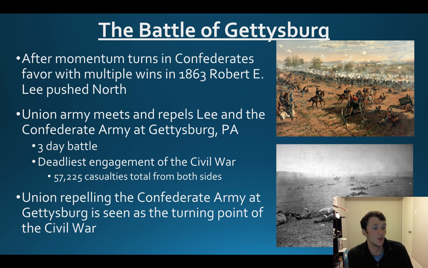So you're going to have some momentum now in 1863, after Antietam and after the Emancipation Proclamation. Early in this fighting season, as the weather warms up, Robert E. Lee's going to get some momentum, right? And he's going to be able to push north, and this time he's going to push all the way up into Pennsylvania, which is truly in Union territory at this point, right? So you're going to have this 3-day battle that erupts at Gettysburg, Pennsylvania, and this is going to be the deadliest engagement of the war.